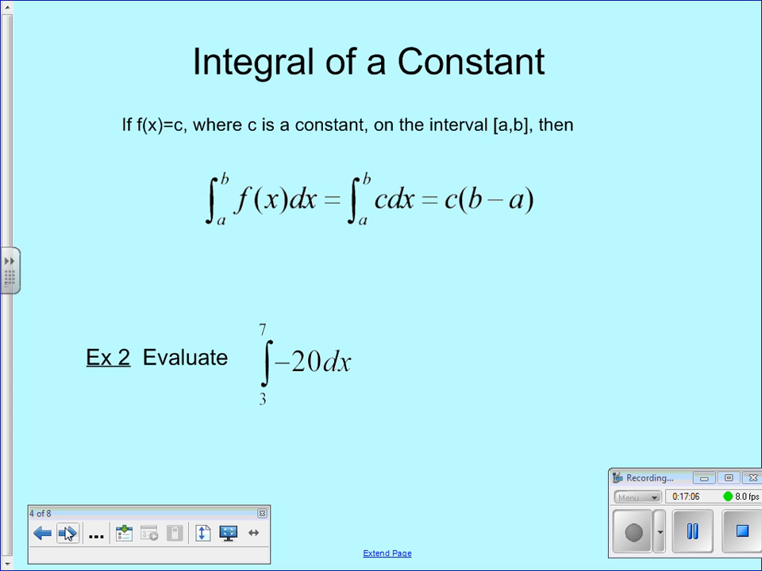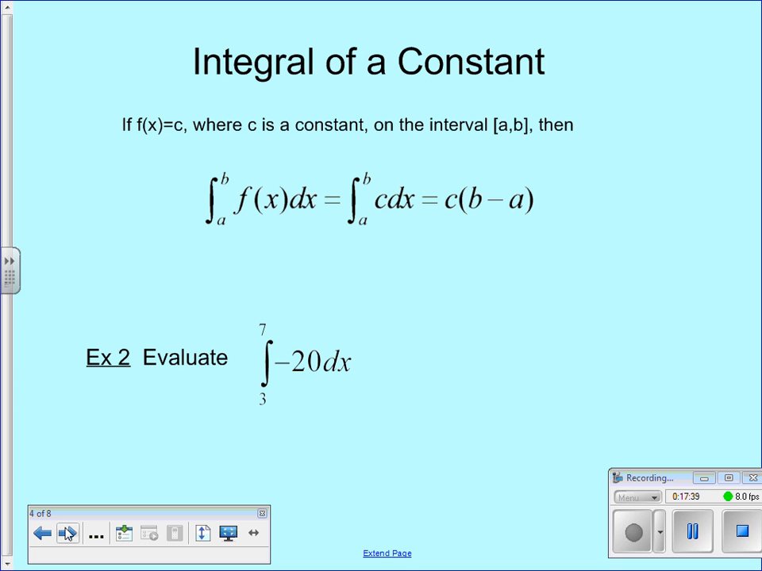But think about it. When we first started this on Tuesday, what did we talk about? We had moving at a constant velocity. We had a constant function, a straight line. What did we do? We took that straight line height times the difference between our start and our end. If it's a constant value, it's a straight horizontal line, you've got a rectangle. The constant is the height of the rectangle, b minus a, the upper bound minus the lower bound, is the width of the rectangle. You get the area.